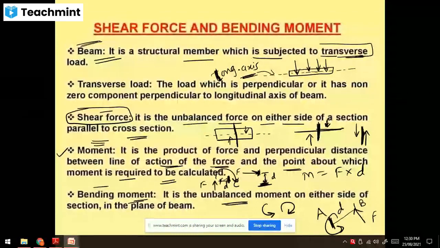Okay, so bending moment is the unbalanced moment on either side of the section. Again, if you take the section clockwise, anti-clockwise. It is the unbalanced moment on either side of the section in the plane of the beam, right? So that is called a bending moment.